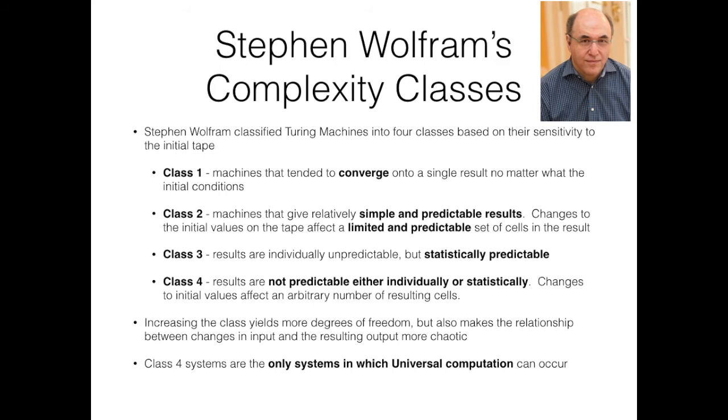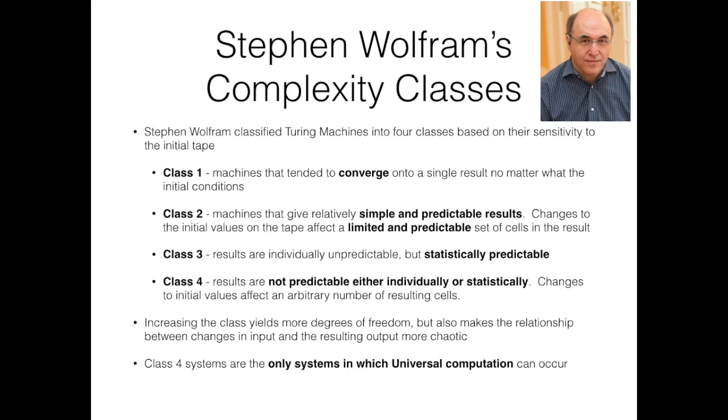Class 1 machines are machines that tend to converge onto a single result no matter what the initial conditions are. So no matter what the tape says, it's usually going to wind up outputting the same or similar results over a large variance of what's on the tape. Class 2 machines are machines that give relatively simple and predictable results. If you change the initial values, you have a limited and predictable set of changes to the output. So those are class 2 machines.